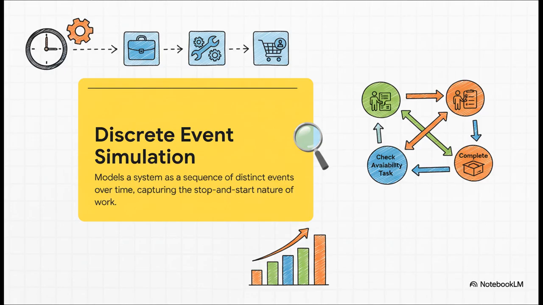It's something called Discrete Event Simulation. Now, that sounds complicated, but the idea is simple. It models a system as a series of individual events, like a task starts, a machine becomes free, a customer shows up. It's not a continuous flow. It perfectly captures that stop and start rhythm of how work actually gets done.